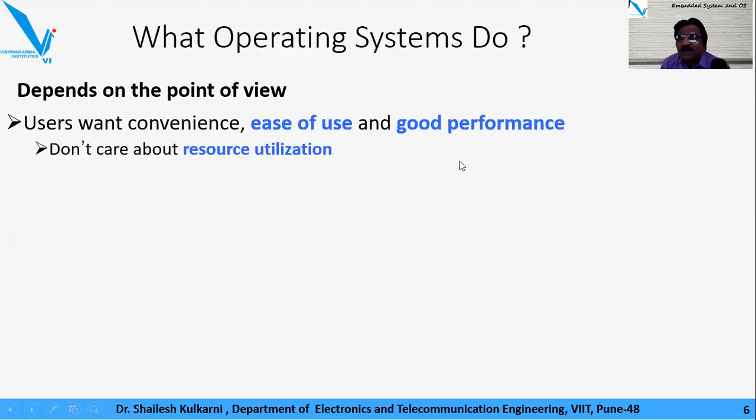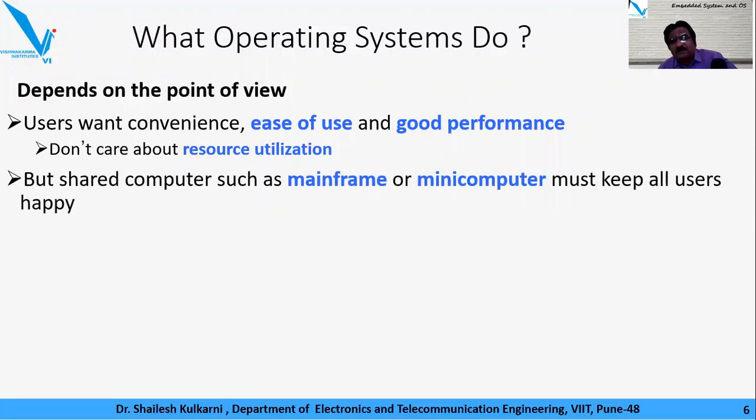So let's see what kinds of points of view there can be. As I said, the user wants convenience, for example ease of use and good performance. Users who expect ease of use as well as good performance might not be so concerned about resource utilization, because that particular user doesn't concern themselves with resource utilization at all. So the point of view is completely different, right?